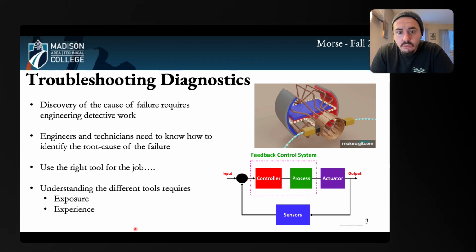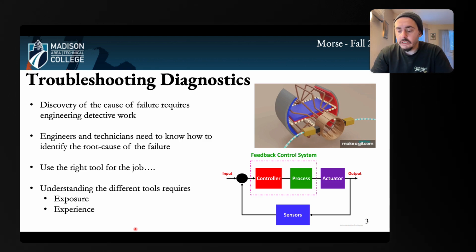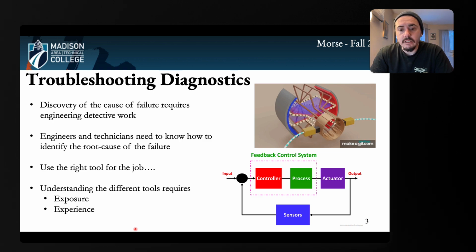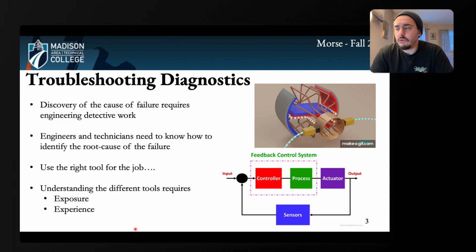So you want to use the right tool for the right job, but that takes experience and exposure to these tools. So it's only after having used the tool or having been informed how the tool works or when to use the tool will you actually know how to use the tool.